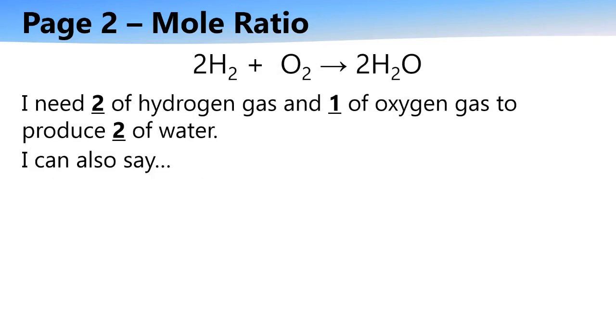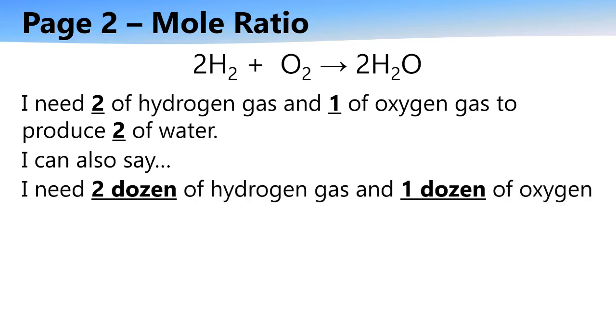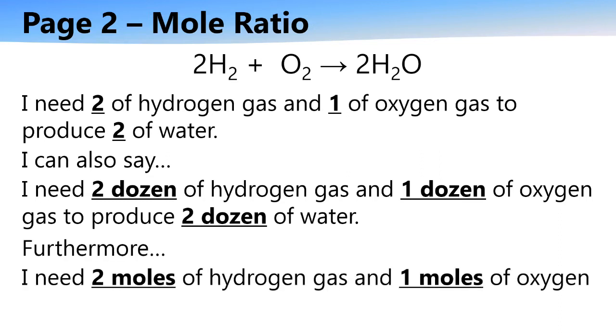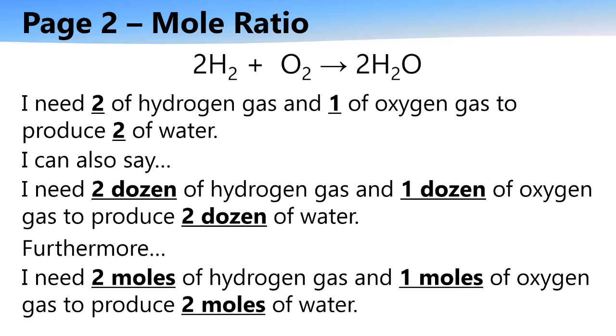Right. I can also say, if I have 2 dozen of hydrogen gas and 1 dozen of oxygen gas, I will produce 2 dozen of water. I can also say, if I have 200 of hydrogen gas, 100 of oxygen gas, I will produce 200 of water. Alright, as long as the unit is a unit of counting, dozen, hundred, million, okay, the ratio still remains the same, 2, 1, 2. So furthermore, I will need 2 moles of hydrogen gas and 1 mole of oxygen gas to produce 2 moles of water. As you have learned, mole is a unit of counting for a large number. The ratio remains the same.